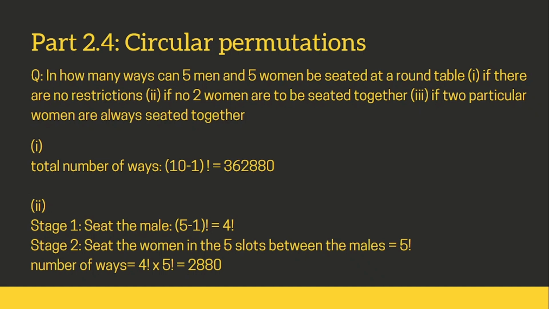Stage 2, part 2, you do the first stage first. So we don't want any women to be seated together. We arrange the males first. 5 minus 1 factorial around the circle is 4 factorial. Stage 2, we seat the women in the 5 slots between the males. And so there will be another 5 factorial. And so in this case, the number of ways is just 4 factorial times 5 factorial, which is 2880.